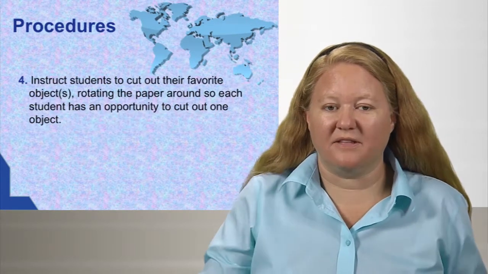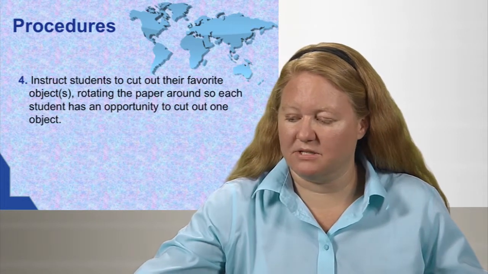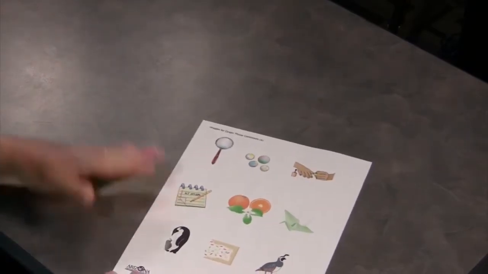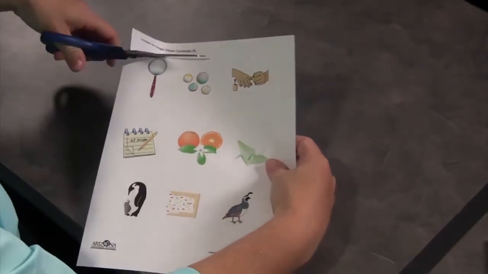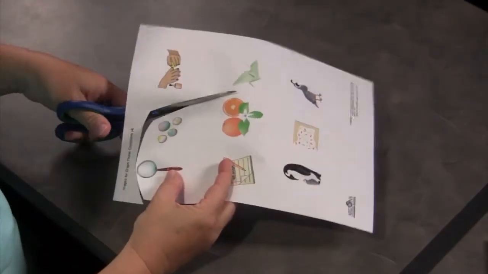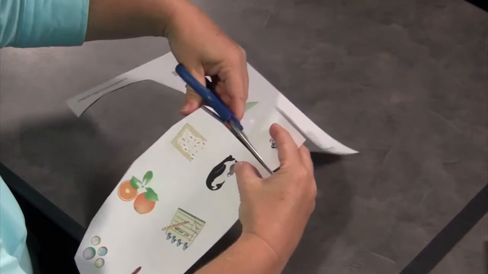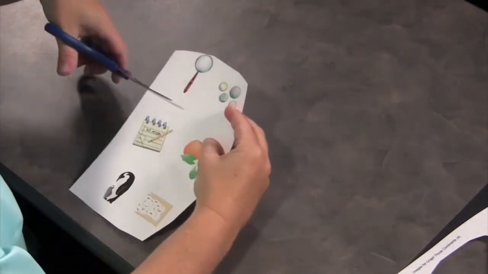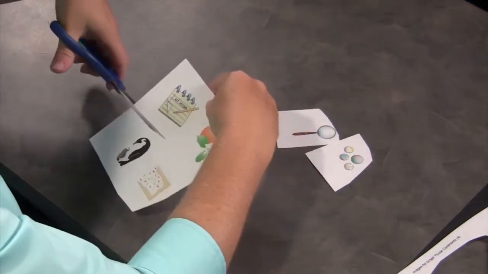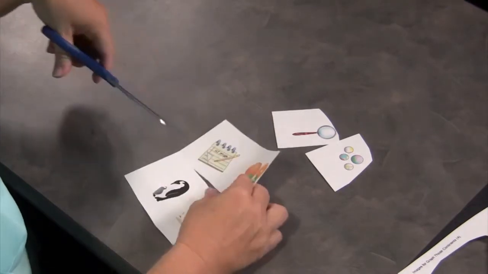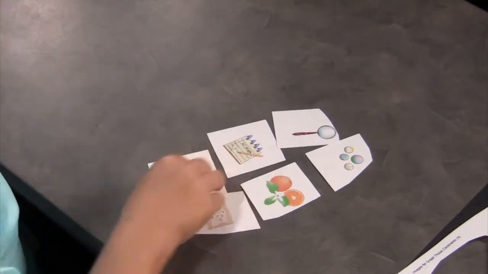Instruct students to cut out their favorite object, rotating the paper around so each student has an opportunity to cut one object out. So as part of this lesson, you have some different images that are the same exact images on the map. You would have students cut out different pieces, different objects. They are all food, animals, or toys that are common to young children. And then you will have them come up to the large class graph and identify which continent they came from. They will be able to find where they are based on the chart and the alphabetical order.